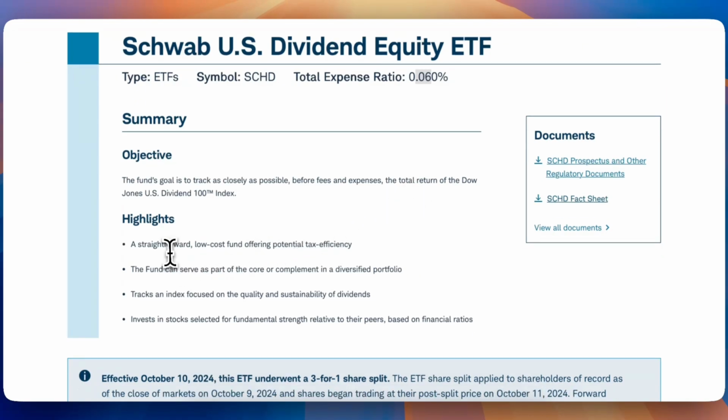Now, unlike MSTY, this is going to be a straightforward low-cost fund offering potential tax efficiency. And this is going to track an index focused on the quality and sustainability of dividends. And it invests in stocks selected for fundamental strength relative to their peers based on financial ratios. So this ETF is going to have low turnover, low fees, and great long-term growth.